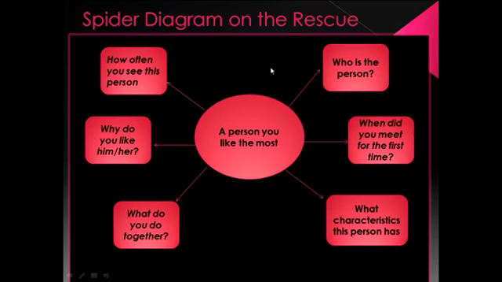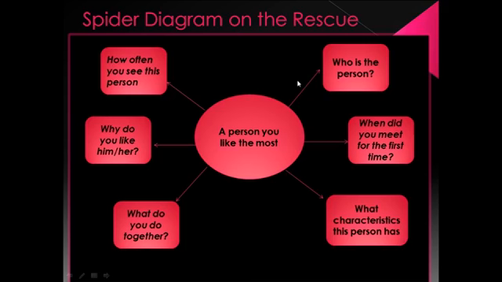So now do you see how many W's there are? Who, one; when, two; what do you do together, three; why, four; and the last one is H, how often do you see this person. So these are the questions which will work as a guideline for you to answer and prepare the content, the body of your cue card.